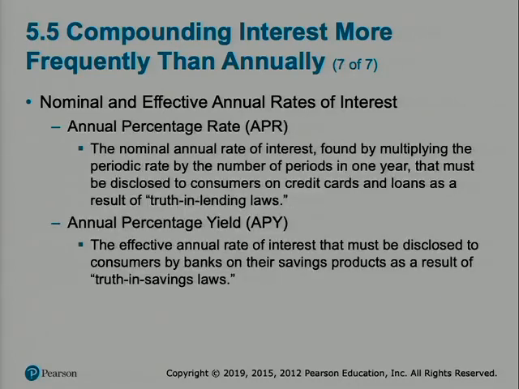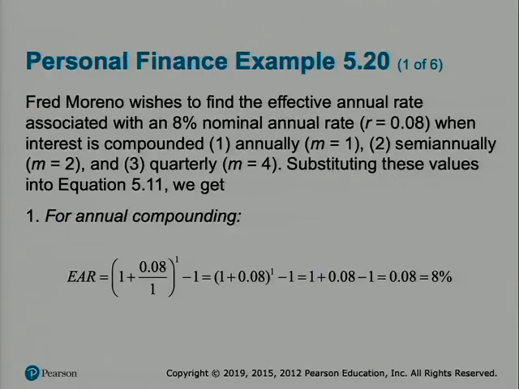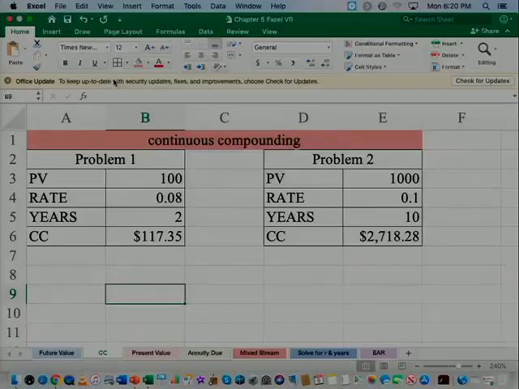This is the formula. So there's the annual percentage rate. That's the annual rate. That's usually the nominal rate. And then there's the annual percentage yield. And this is what must be disclosed to customers from banks, which is the result, oh, there it is, the Truth in Savings Act, and this is the real yield you're going to be getting.